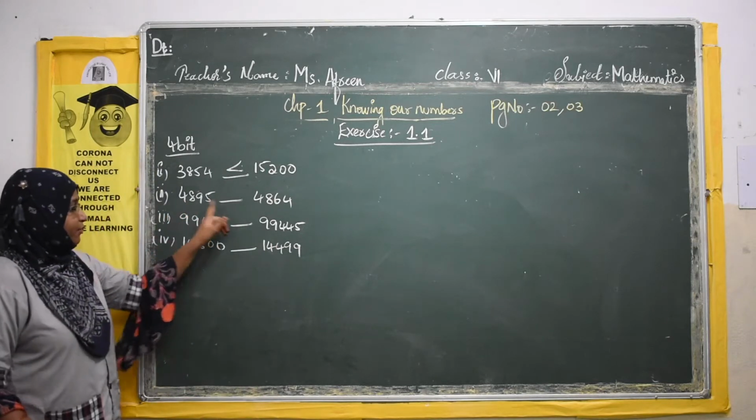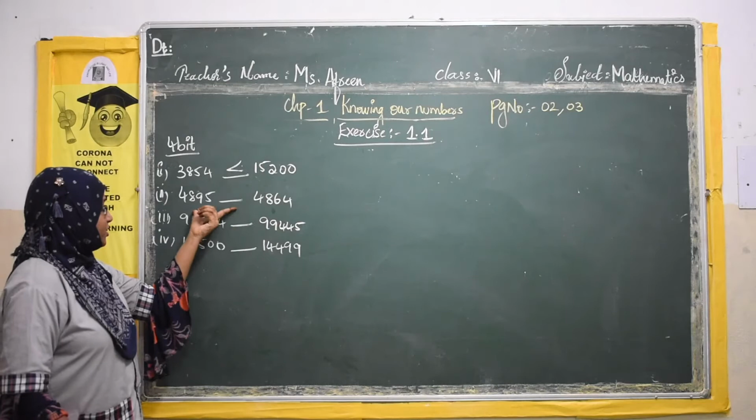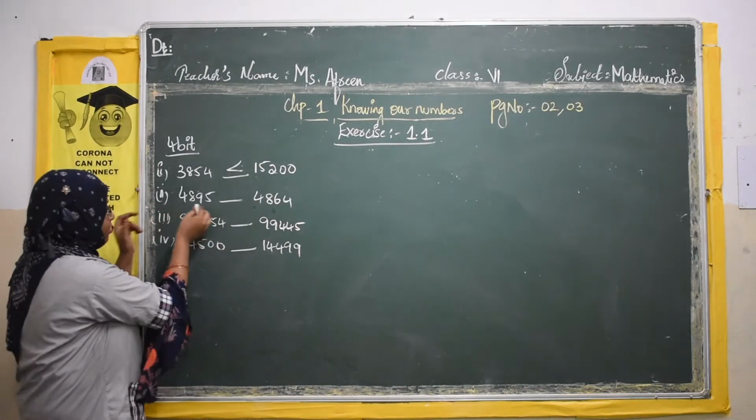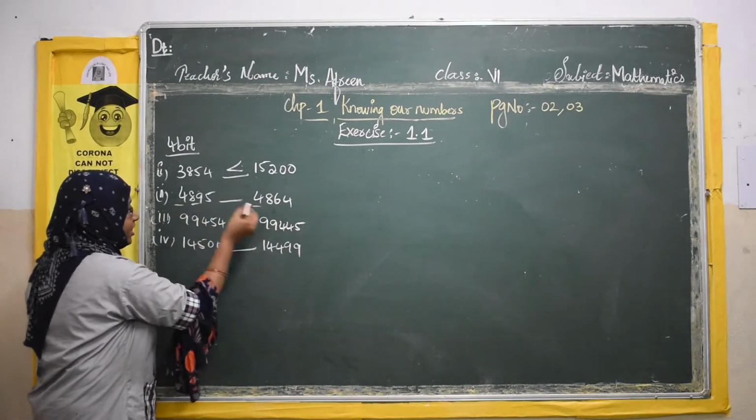Now see here, there are 4 digits. Both the numbers have 4 digits. The initial digit is the same, 4. Next we will move to the next one. Here it is 8, here it is also 8.